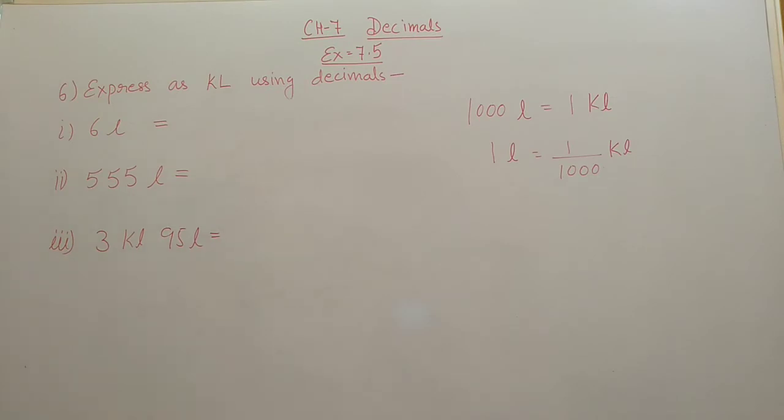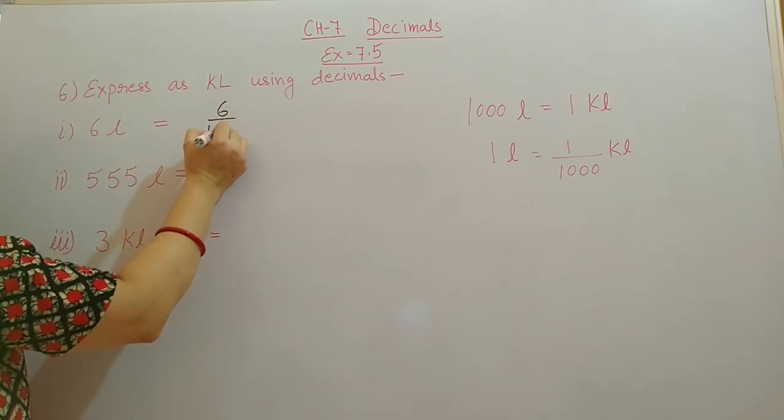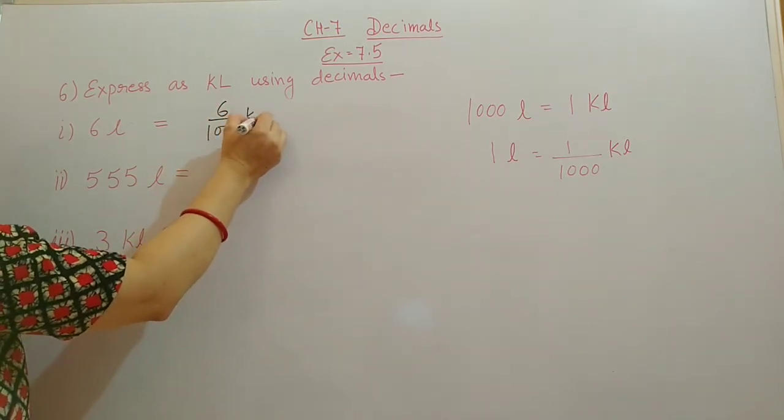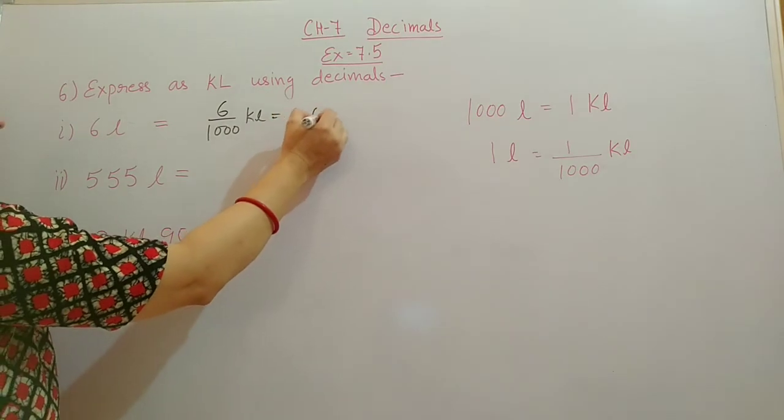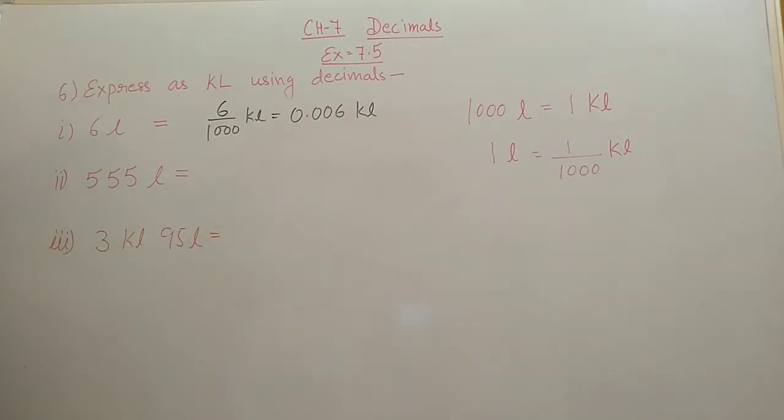Next, question number 6: express as kiloliter using decimal. Here we have to change liter into kiloliter. 1000 liter is equal to 1 kiloliter. So 1 liter will be 1 by 1000 kiloliter. So to change liter to kiloliter we have to divide by 1000. First is 6 liter, which we will divide by 1000. After division, 3 decimal places we want: 0.006 kiloliter.